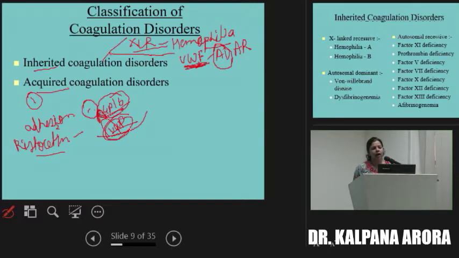Okay? And secondly, we have this acquired coagulation disorders, which include what? Yes? This includes liver disease. They include the various anticoagulants which we use. And one which I'm discussing today is the DIC. That is disseminated intravascular coagulation. Okay?